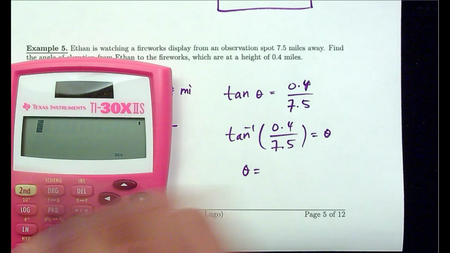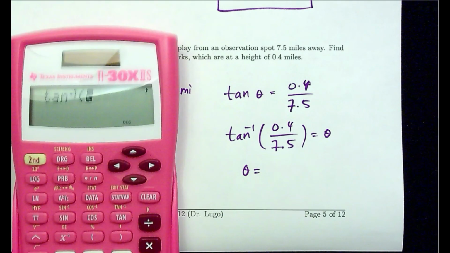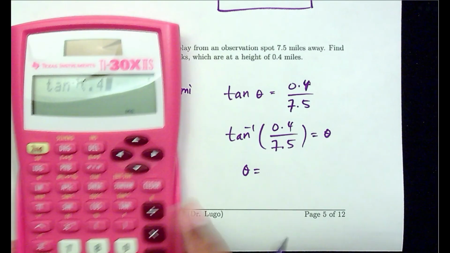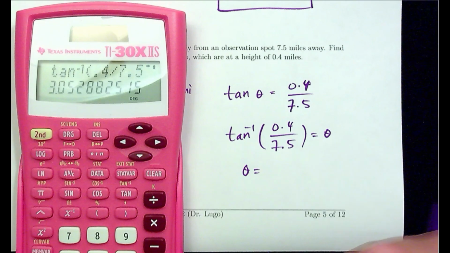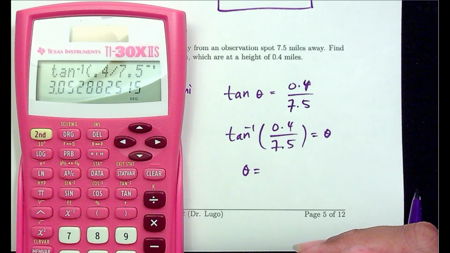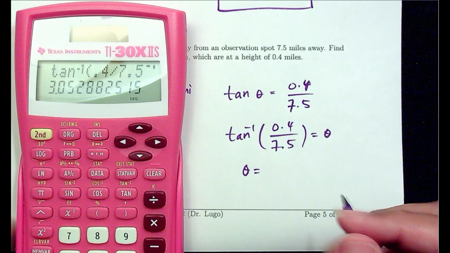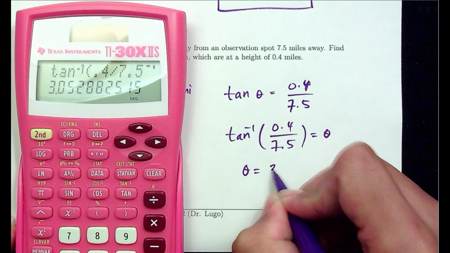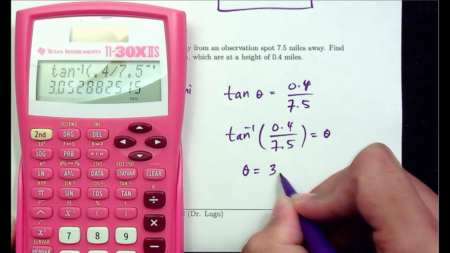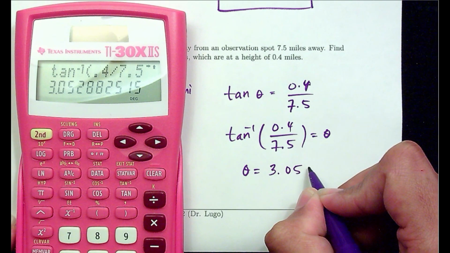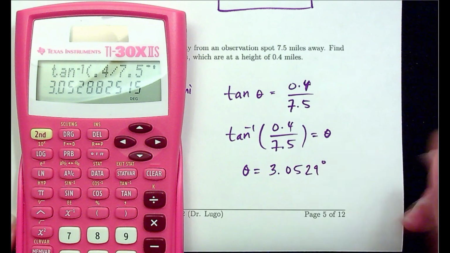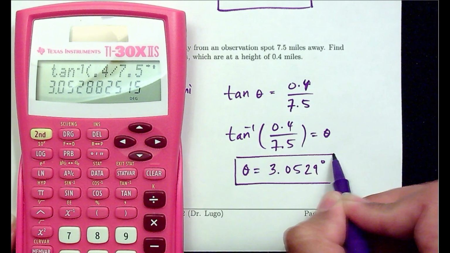So now let's put it in the calculator and get the answer. So we want tangent inverse of 0.4 divided by 7.5. And you get 3 degrees. Let's use 4 decimals. Okay, that's it.